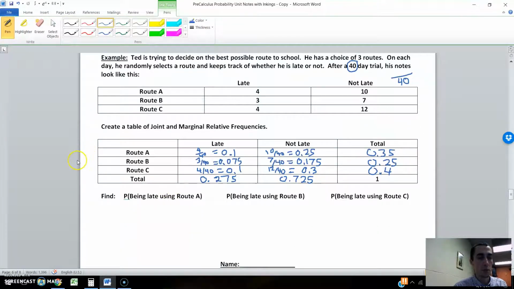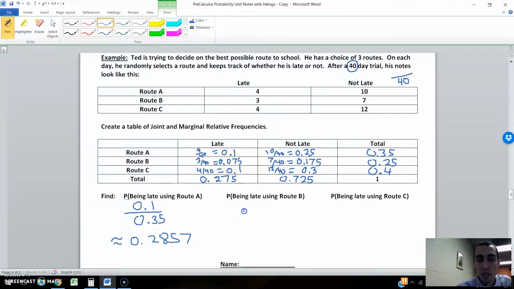Now to find the probabilities, find the probability of being late while using route A. He was late 10% of his days, and he used route A 35% of the time. So we can do 0.1 divided by 0.35, and that's going to get us an approximate 0.2857.